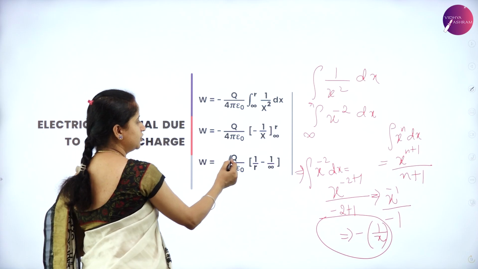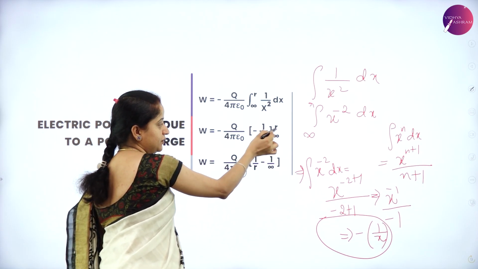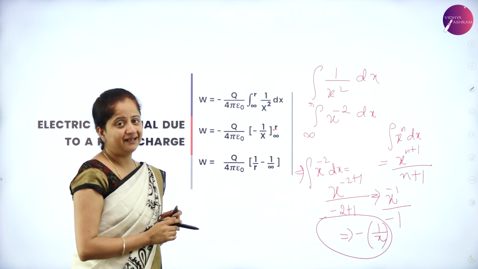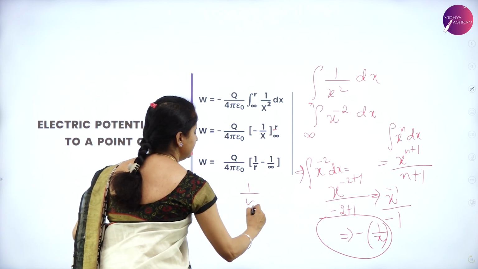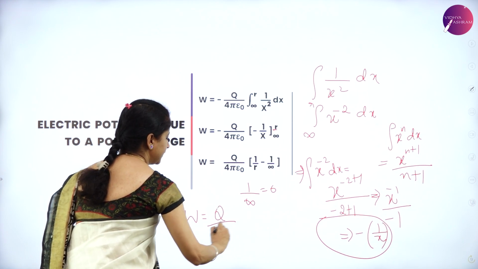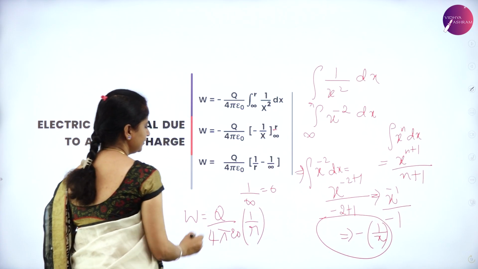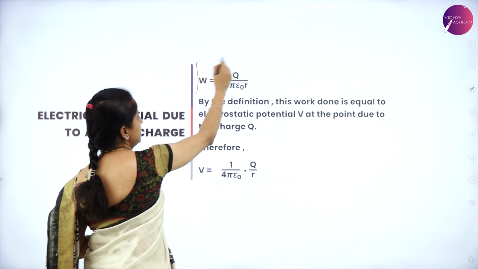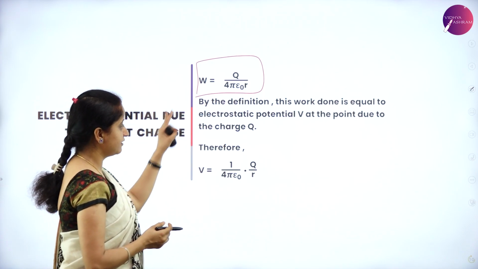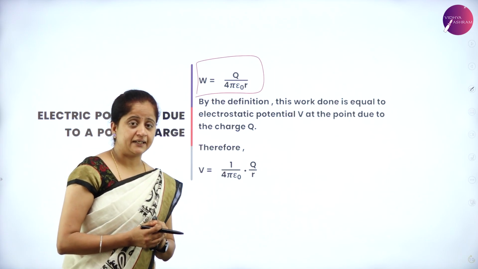So W is equal to Q divided by 4 pi epsilon naught into, in the place of x, first I am substituting the upper limit. So 1 divided by R minus 1 divided by infinity. So 1 by infinity value is how much? It is 0. And I remain with W is equal to Q divided by 4 pi epsilon naught into 1 by R. And this can be written as W is equal to Q divided by 4 pi epsilon naught R. So from this definition, we can say the work done is equal to electrostatic potential.